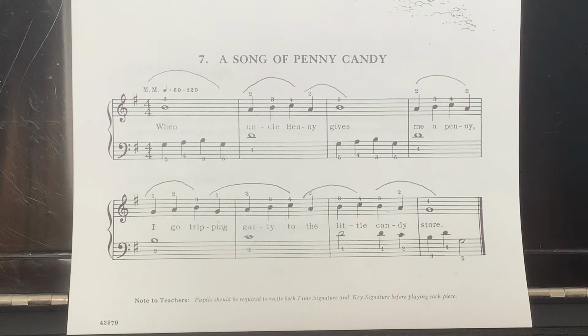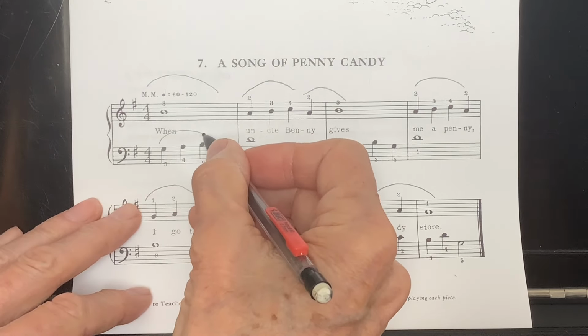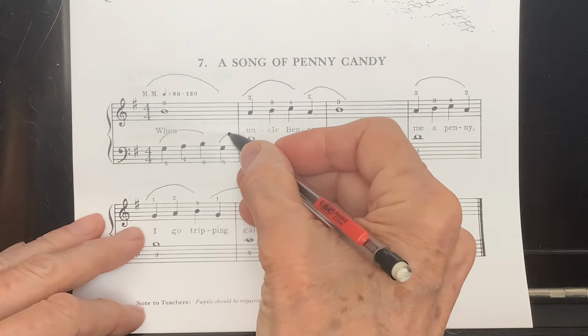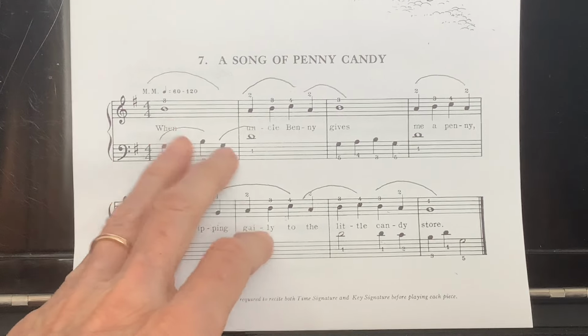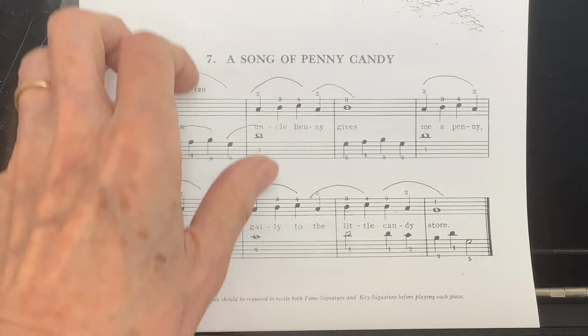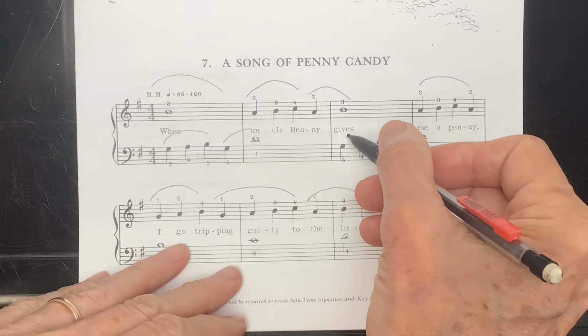Let's look at how we're going to group the left-hand notes so that we can play them more fluently. So our first physical group will be the G through the B, and then second is the G to the D. So we have down, up, up, down, up to the thumb. Okay, and then the same thing happens over here.